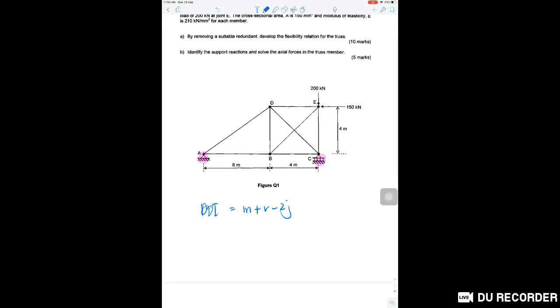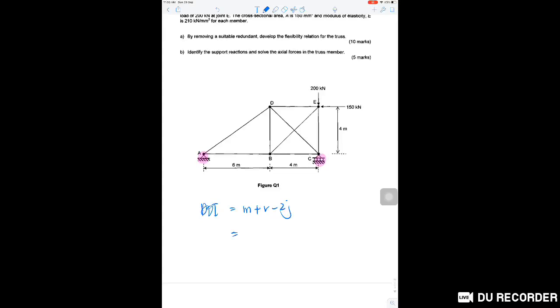Okay. Step number 1. To analyze this, we have to identify how many redundant in the system. And for truss, we have to calculate the degree of indeterminacy by using this formula, where M is equivalent to members, R is reaction, J is joint.